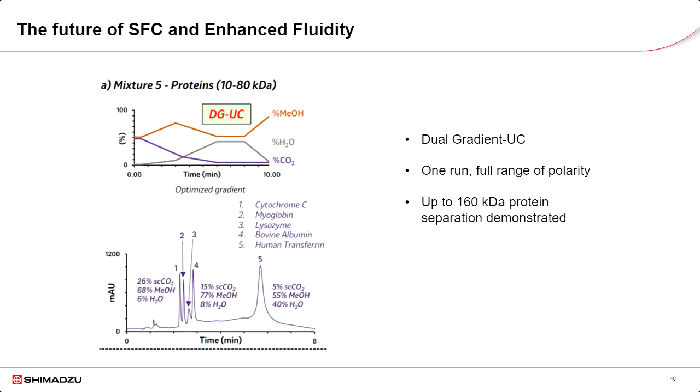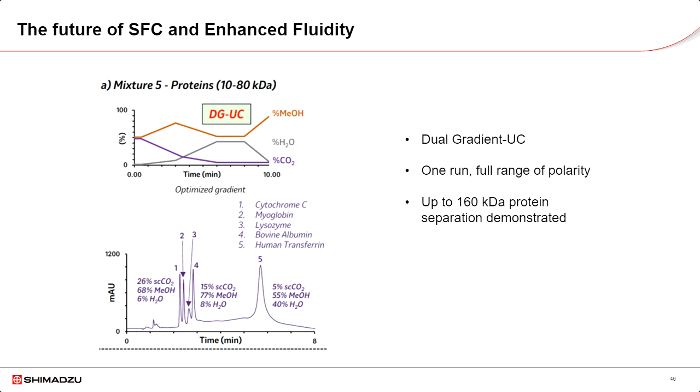So where is the future of SFC and enhanced fluidity chromatography? The sky is potentially the limit. With recent things entering the literature, such as the dual gradient, or ternary gradient, shown here, we can think about separations that run the entire range of polarity, starting at SFC conditions and finishing at reverse phase aqueous conditions, allowing for the separation of proteins, here in this case showing cytochrome C, myoglobin, lysozyme, bovine albumin, and human transferrin. And this same technique has been demonstrated for proteins up to 160 kilodalton.